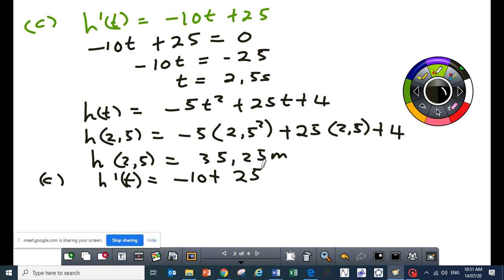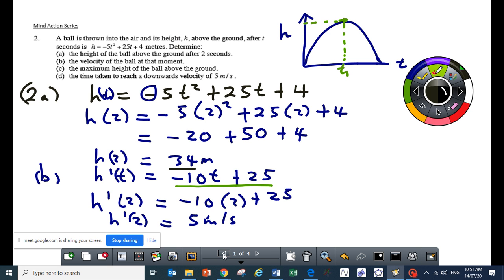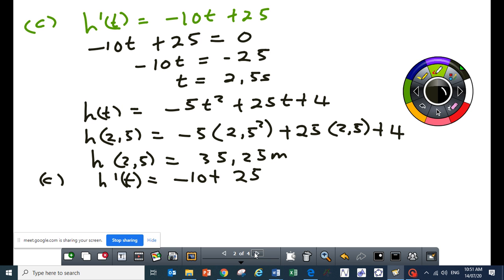Now, if you look at part B, this velocity was positive when the object was going up. When it gets to its maximum turning point, the velocity becomes 0, because of deceleration caused by gravity. So the object was decelerating until you get to a point where the velocity becomes 0, which is at the maximum turning point. And then it starts going down.